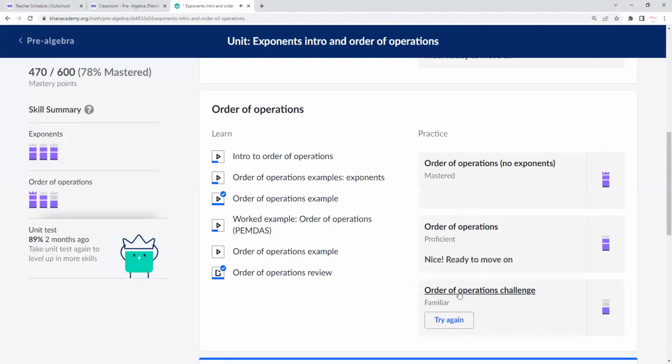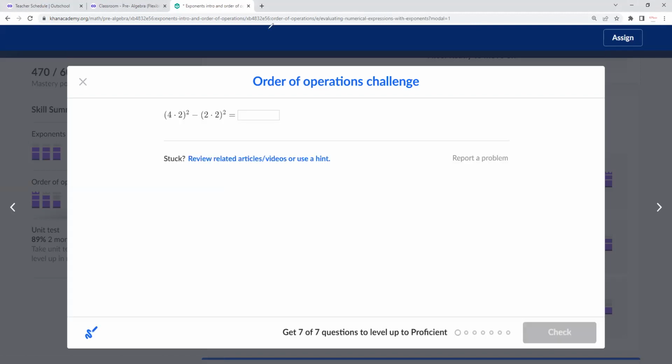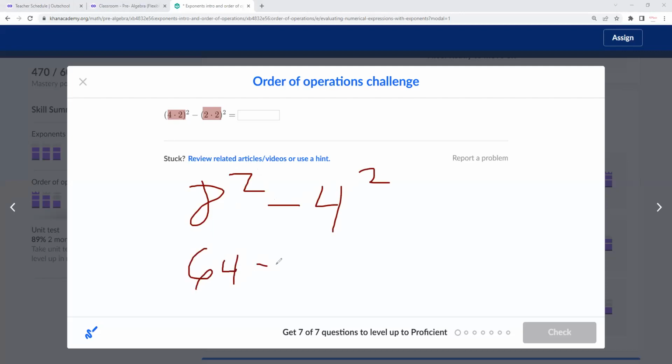So let's go to the more challenging ones. Okay, we want to do the parentheses first. This gets me 8 and this gets me 4. So what do I have now? 8 to the second minus 4 to the second. 8 to the second is 8 times 8, which is 64. 4 to the second is 4 times 4, which is 16. So you now have 64 minus 16, which is 48.